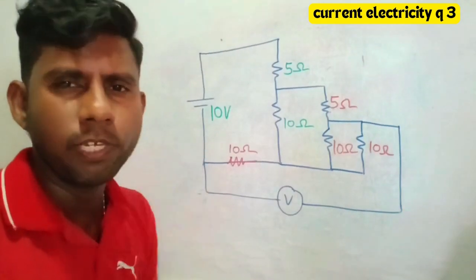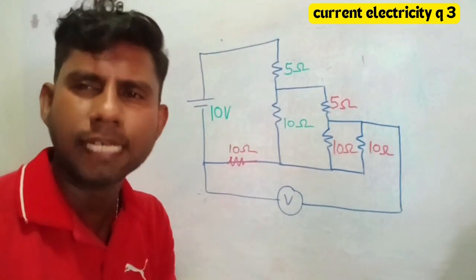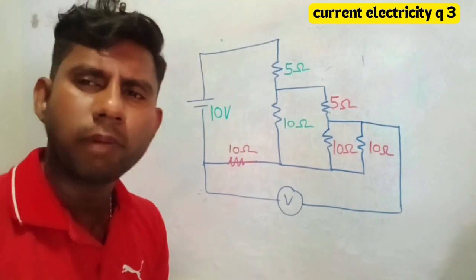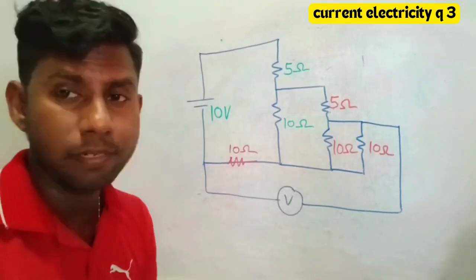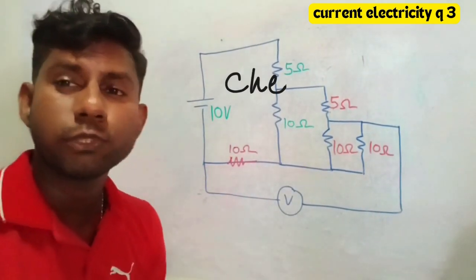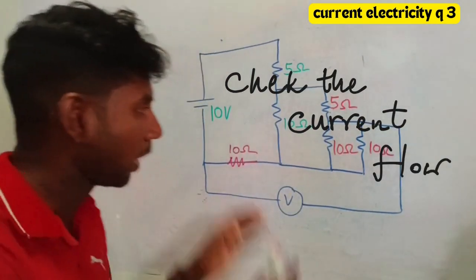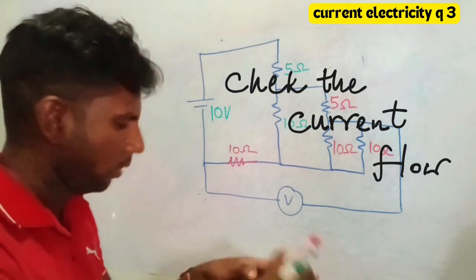Students, moving into the third question. Actually, it's similar to the second question, right? I thought of doing this type of question because you might find it difficult. Basically, when you are doing questions from current electricity, you need to check the direction of current as well.